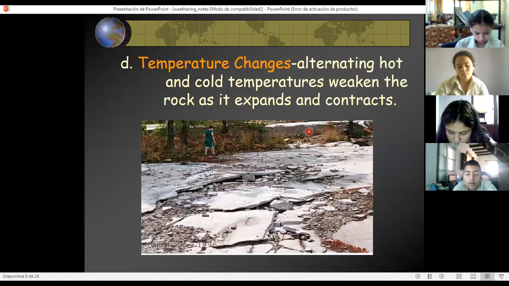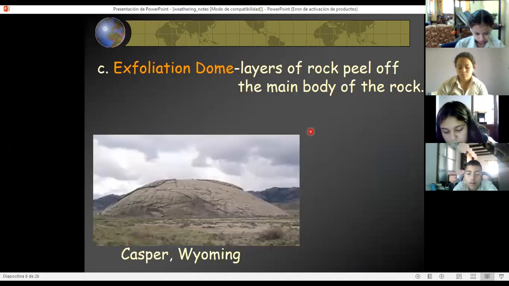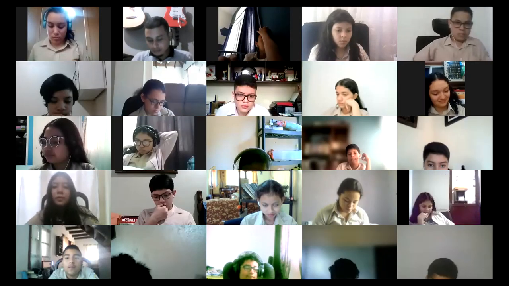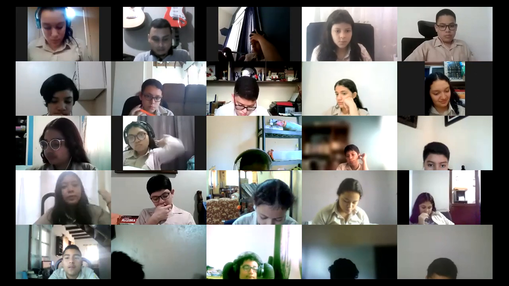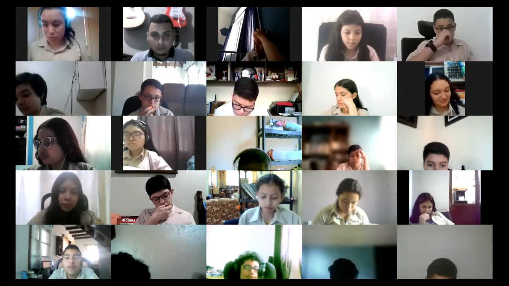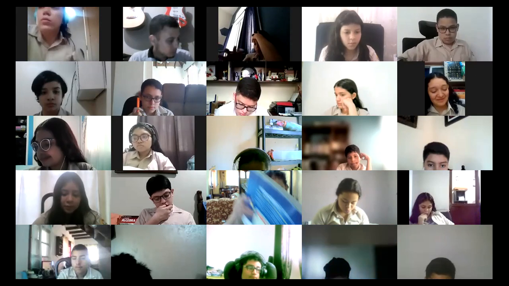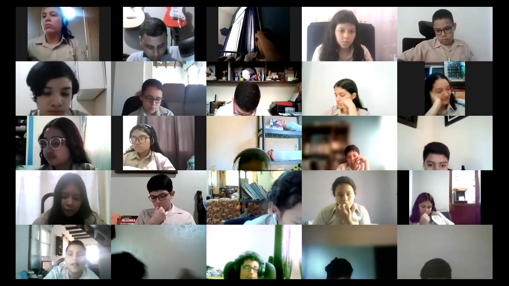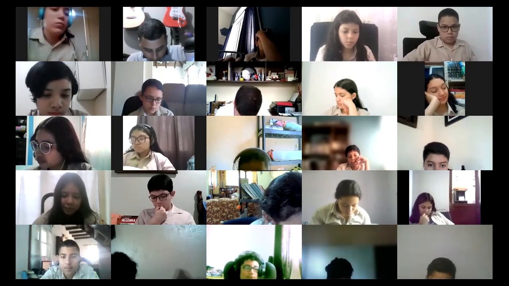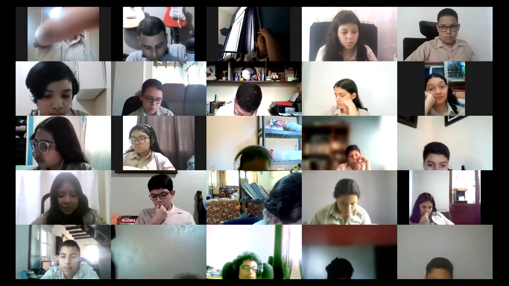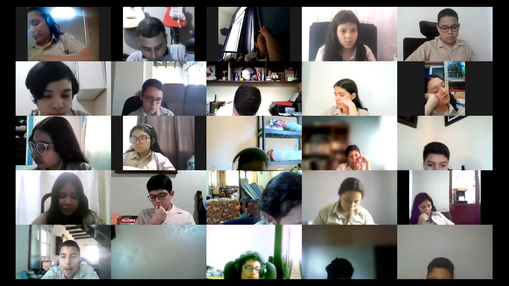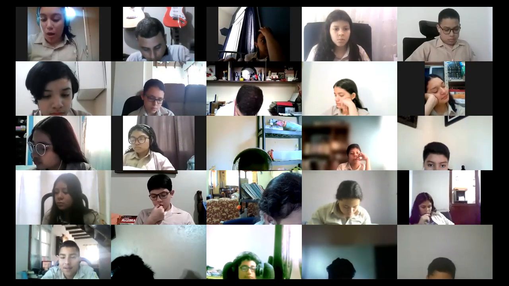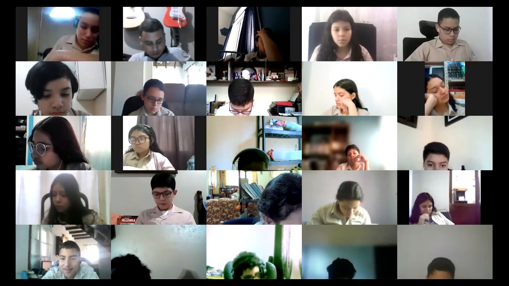Exfoliation, temperature changes. Until here, let me pause the recording again. Weathering of surface. The type of weathering in which rock is physically broken into smaller pieces is called mechanical weathering. A second type of weathering, called chemical weathering, also breaks down rock. Chemical weathering is a process that breaks down rock through chemical changes.